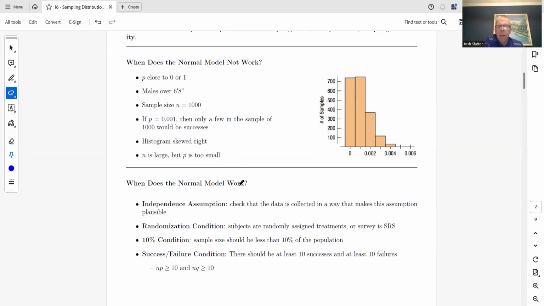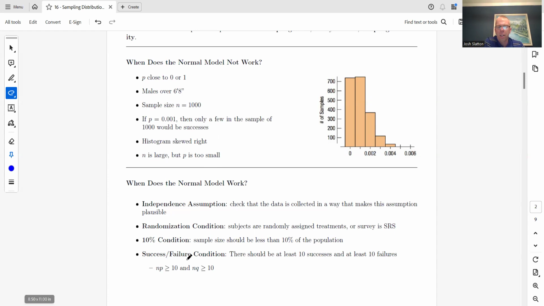And then we have the 10% condition. Now this one may not seem obvious, but the sample size should be less than 10% of the population. Now, why less than 10%? Because if you get more than 10%, if you start sampling 30, 40% of the population and you do that over and over again, then you're basically getting the same people over and over again, and they're not independent at that point. So the 10% condition protects this independence assumption.